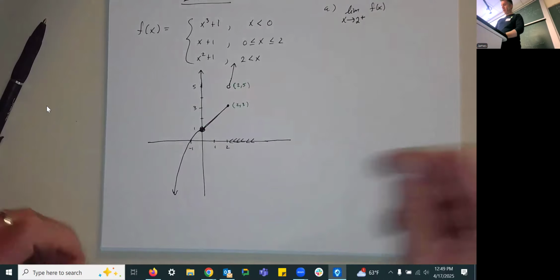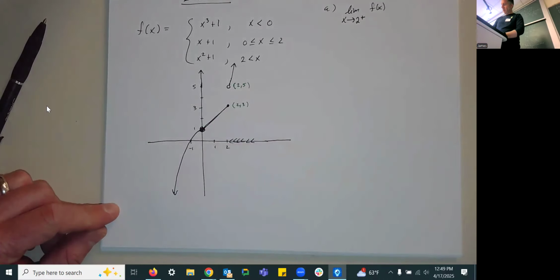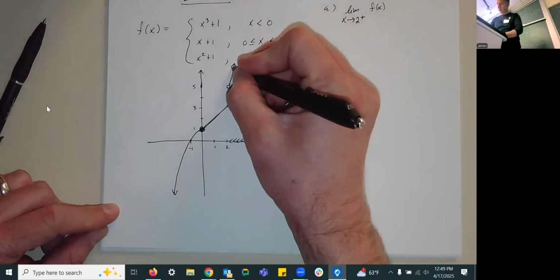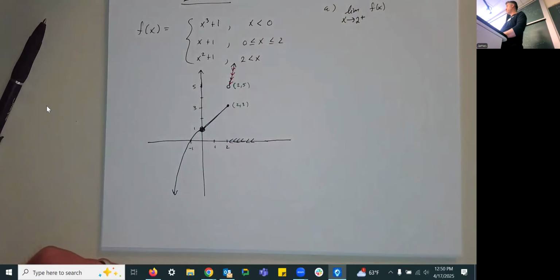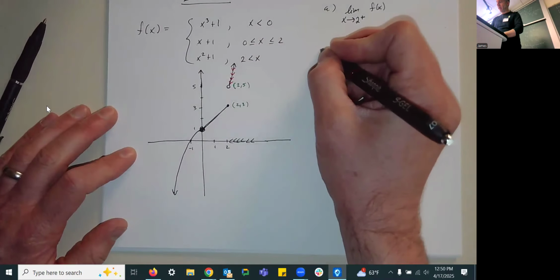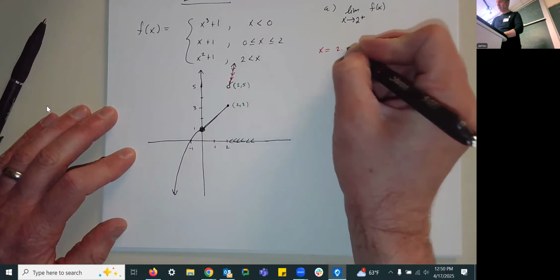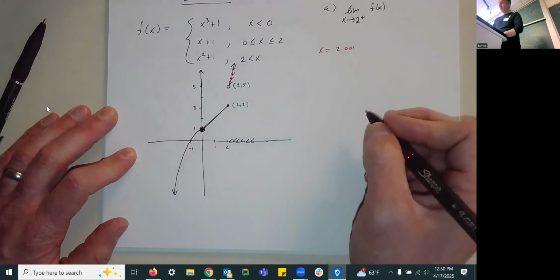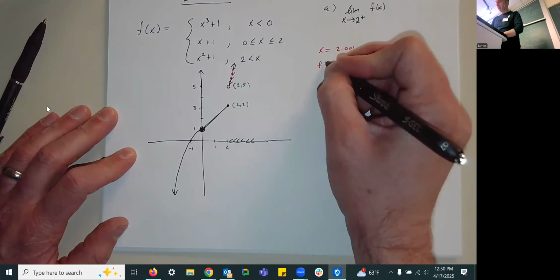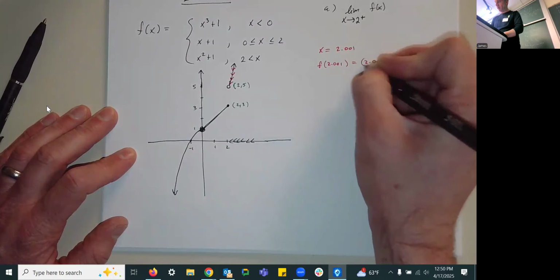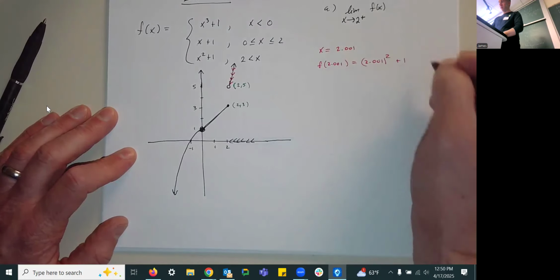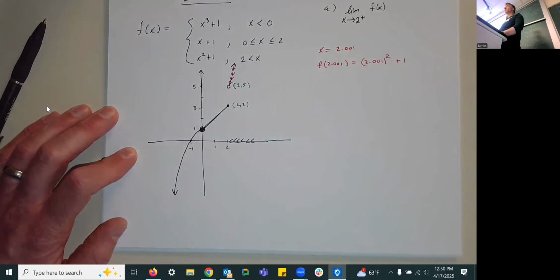So if we approach 2 from the right-hand side, the function values are getting closer and closer to positive 5. They're not actually going to get there, but they're going to get super duper close. For example, if you plugged in x equal to 2.001, then f of that x would be 2.001 squared plus 1, which is just a tiny, tiny bit bigger than 5.